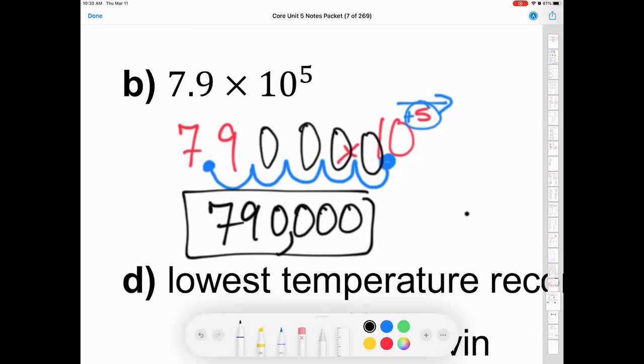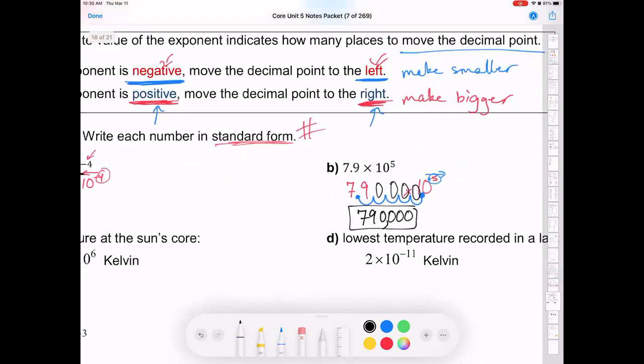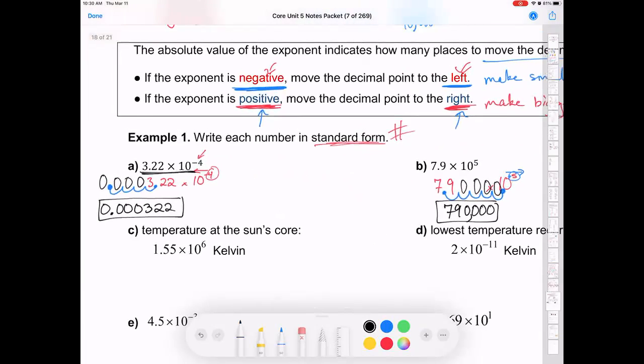Now, between A and B, that's really mostly it, guys. You're just moving decimal places for today. Go ahead, pause the video. Feel free to ask if you guys have any questions at all. All right, let's see some more of these in action.